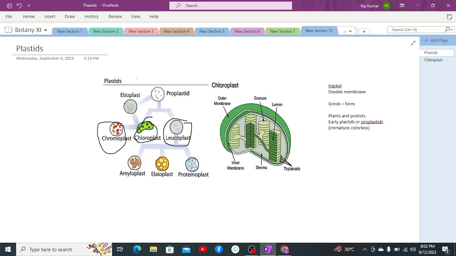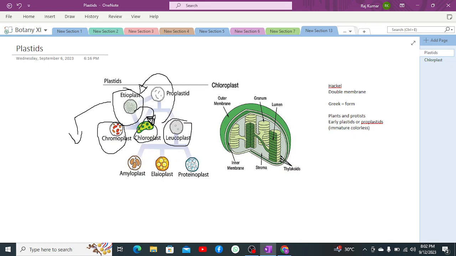Now, etioplast is a type of plastid which is an immature form of chloroplast. When there is not enough light energy to convert the proplastid into chloroplast, the proplastid first converts into the stage of etioplast, and from the stage of etioplast it is then converted into chloroplast, which is the final working stage from where it can produce glucose through photosynthesis.